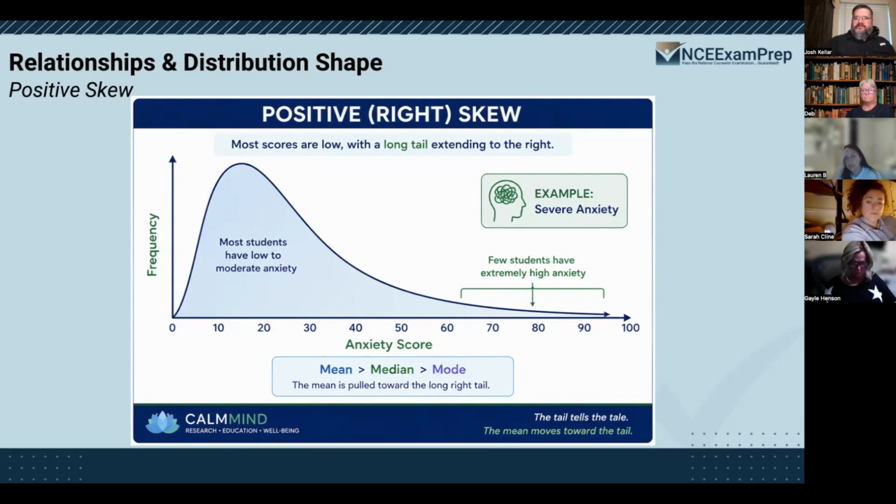Yeah. So that's what happens with the skew: our mean, our median, and mode go from greatest number to lowest number. Whereas in a normal bell curve, they're all the same. The mean, median, and mode are the same number.